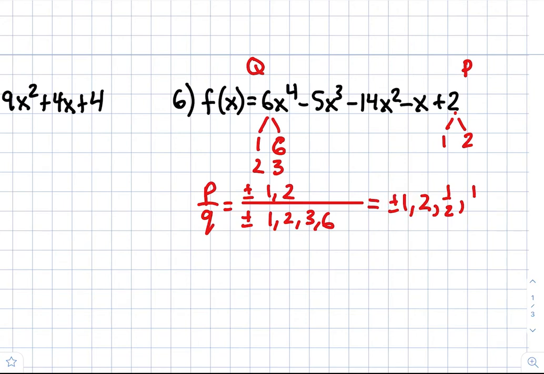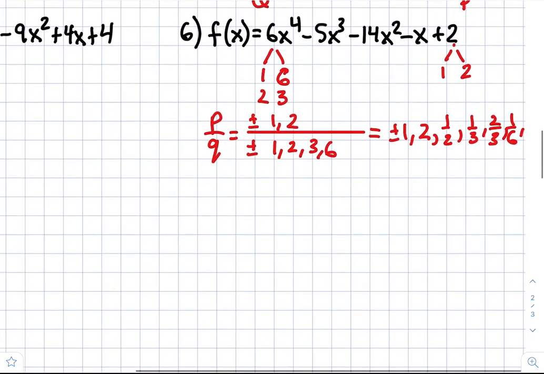1 over 3, 2 over 3, 1 over 6, and 2 over 6. Now, 2 over 6, you guys, right? That's 1/3. That's already in the list, so you don't need to include 2 over 6. So there's our list, and now we are going to use that list to try to find our zeros of our polynomial.